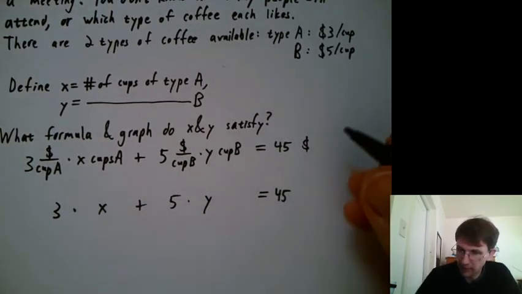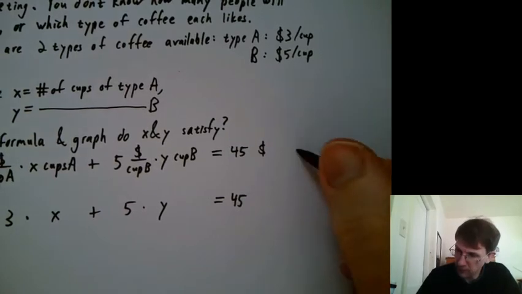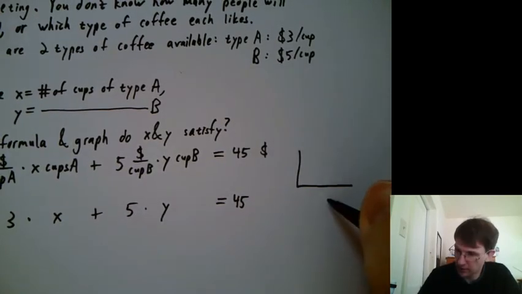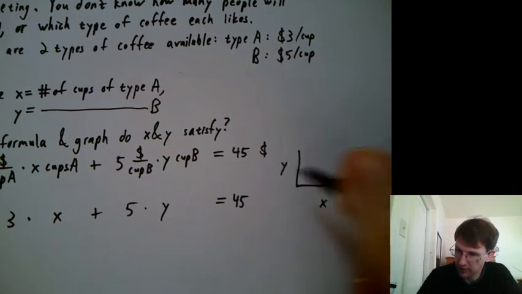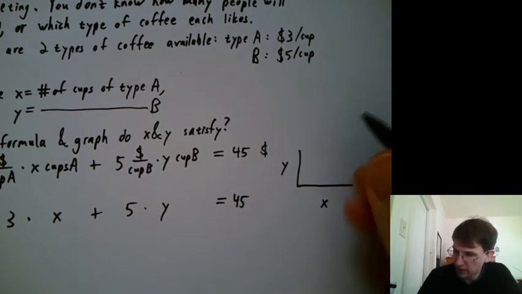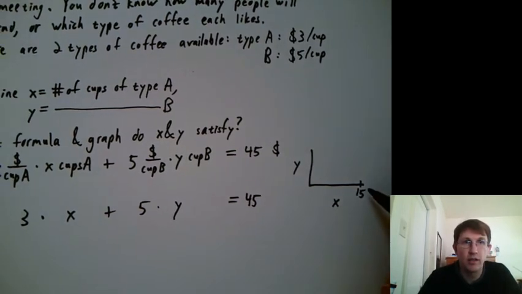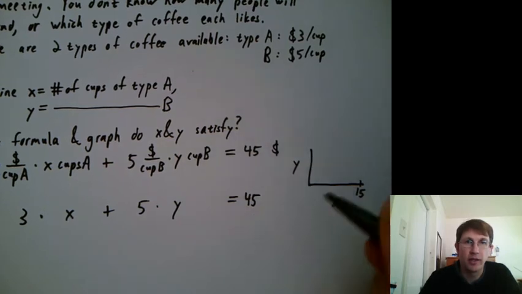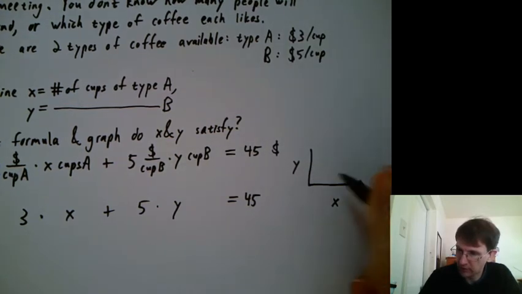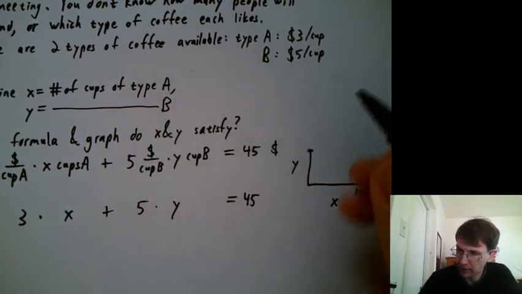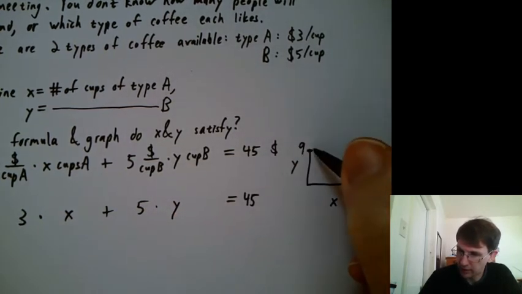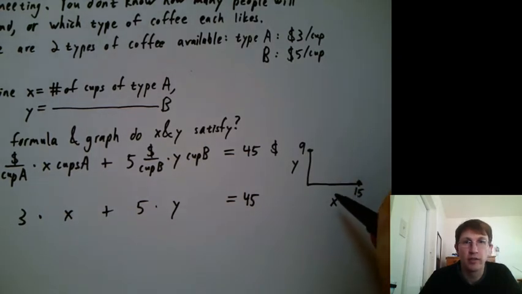And then what graph do these follow? Take a sec to sketch a graph. Obviously we'd put X here and Y there. So you'd say, well, with my $45, I could buy 15 cups of type A coffee, because 15 times 3 is 45, but then I would have $0 available for type B coffee. Or for the $5 coffee, I could buy 9 of those and then I'd have $0 left over to buy type A coffee.